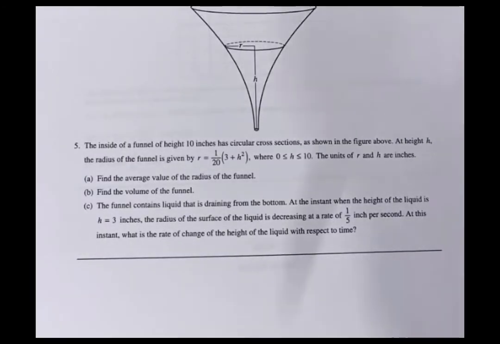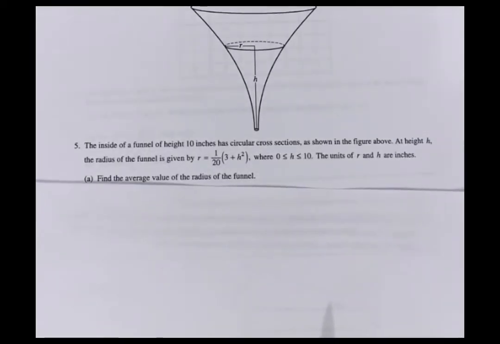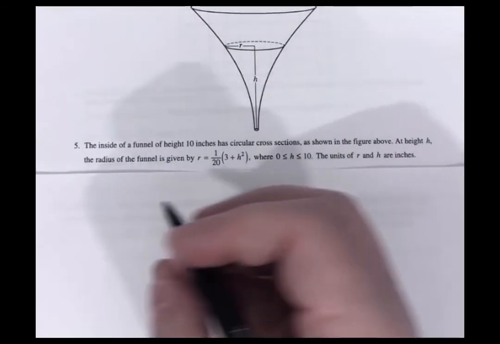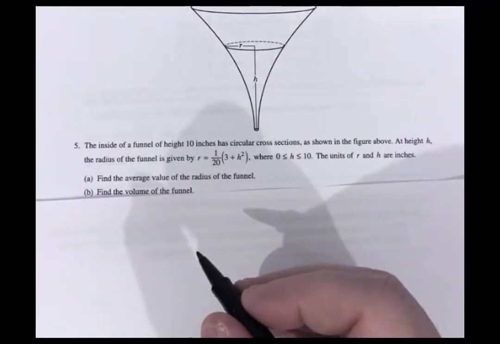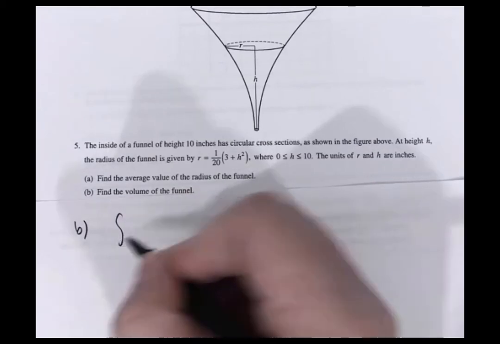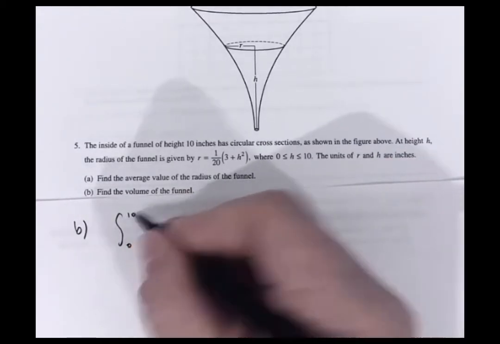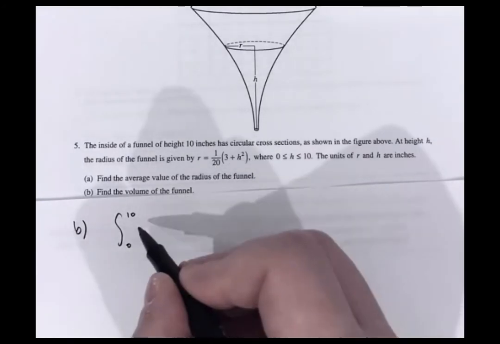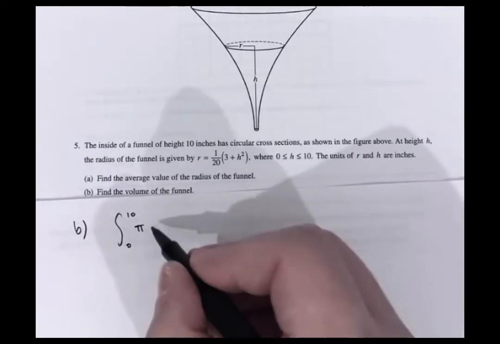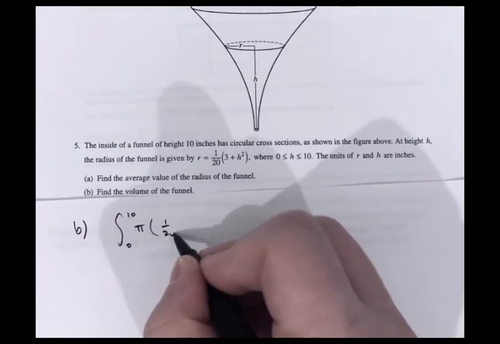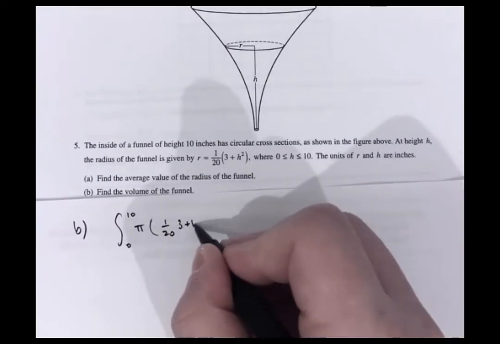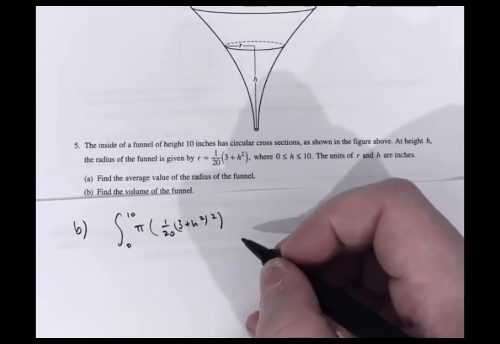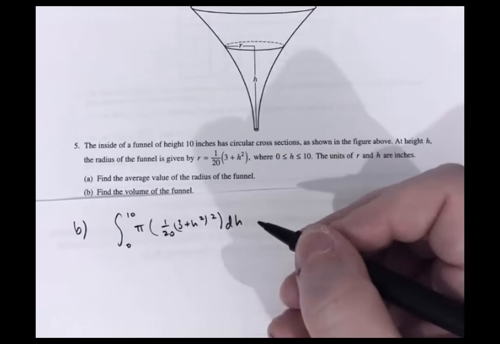B asks us to find the volume of the funnel. The volume of the funnel means we need to add up all of these circles now, right? So for part B, we're going to have to add up from the height of 0 to 10 pi r squareds, right? So pi times (1 over 20 times (3 plus h squared)) squared. Pi r squared is the area of a circle, dh.